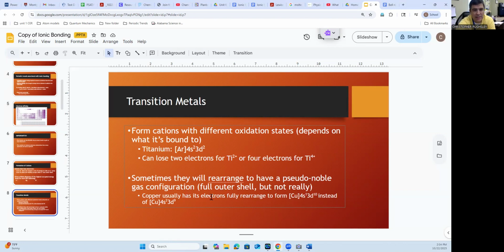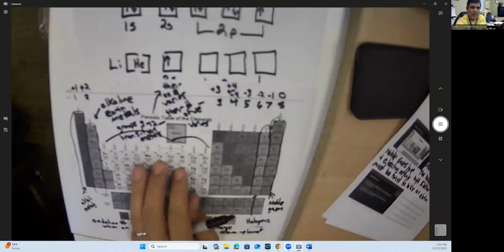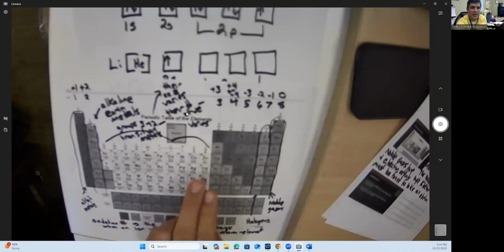Copper usually has its electrons arranged as 4s1 3d10 instead of 4s2 3d9. Again, this is what we were talking about with this right here. We were talking about how the transition metals right here, their number of valence electrons varies, and so does their oxidation number. It also varies.